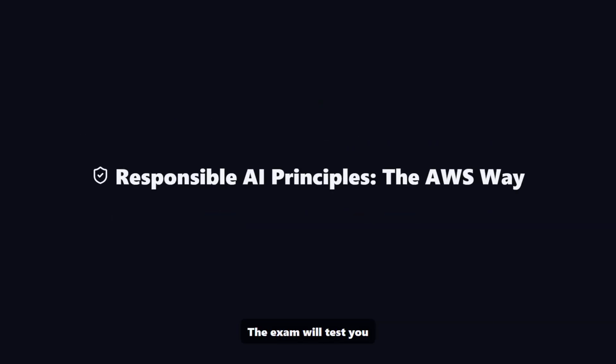The exam will test you on these 6 AWS responsible AI dimensions: fairness, explainability, privacy and security, robustness, governance, and transparency. Example scenario: a bank's credit scoring model systematically denies loans to certain zip codes. Which principle is violated? Fairness, because protected attributes are causing discrimination. Memorize these 6 pillars. They always show up in some multiple-choice twist.